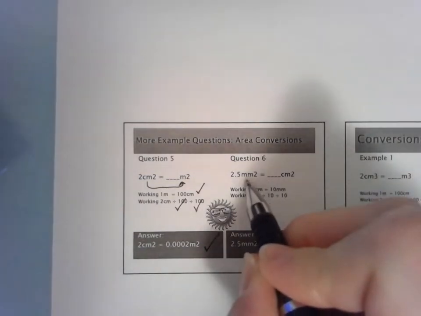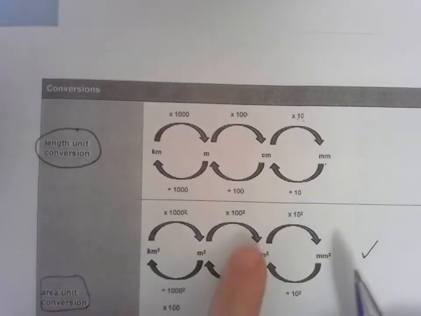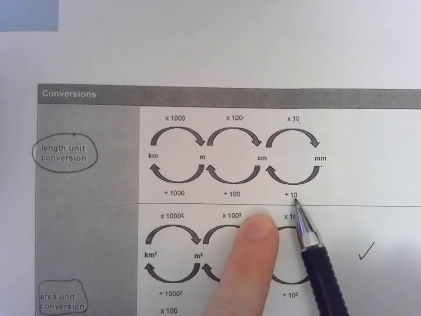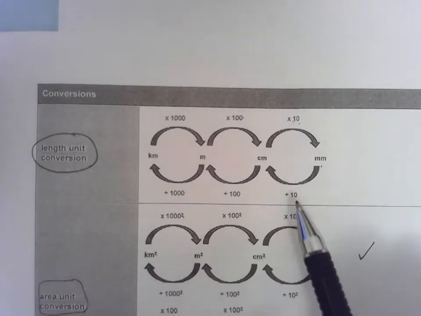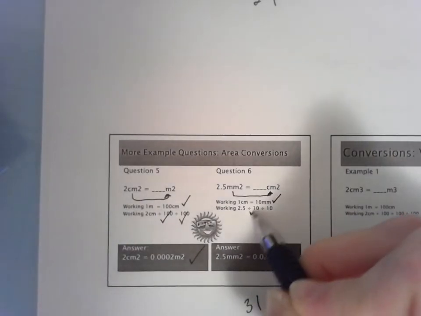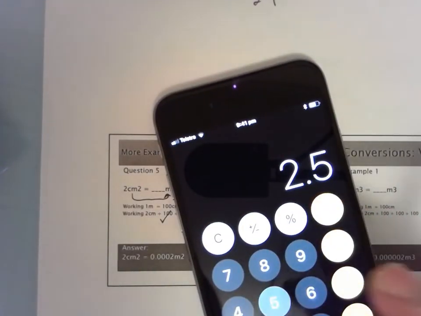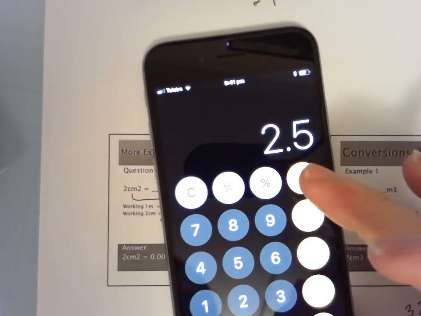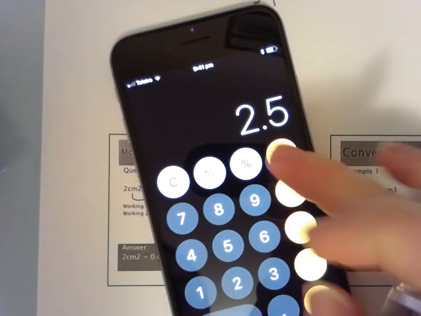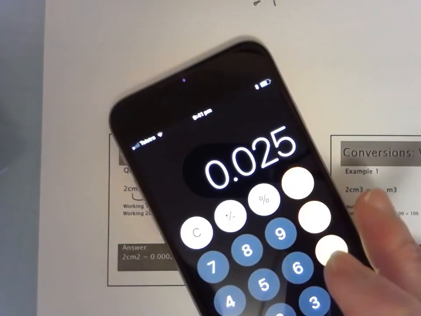This one is going millimeters to centimeters. If you go here, millimeters to centimeters, the magic number is 10, and you divide by 10. So the magic number is 10, divided by 10 twice. 2.5 is our starting point. 2.5 divided by 10 equals, divided by 10 again equals that.